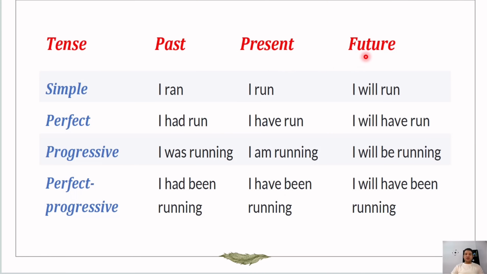Now, finally, we're gonna talk about the future perfect progressive. The structure is the subject and then will have been, then a verb plus ing, like I will have been running, they will have been running, we will have been running, and so on.